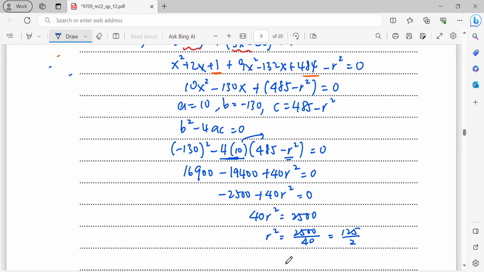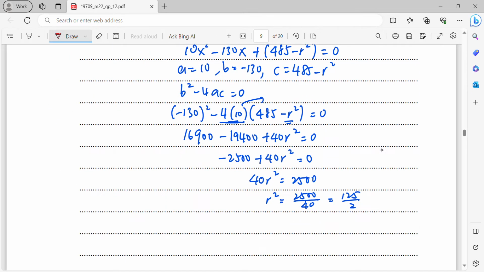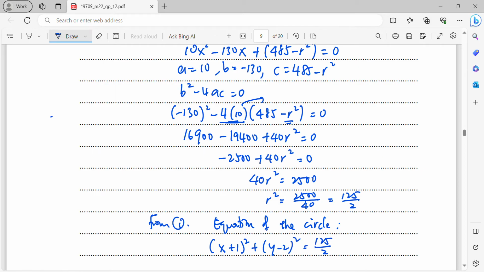Now, we do not need to find what is the r, because our equation, okay, needs r squared. Alright, then now we have found the r squared, just replace it and you'll be getting the new circle equation. So now from 1, okay, equation of the circle, it will be x plus 1 squared plus y minus 2 squared equals to 125 over 2. So that's the equation of the new circle.